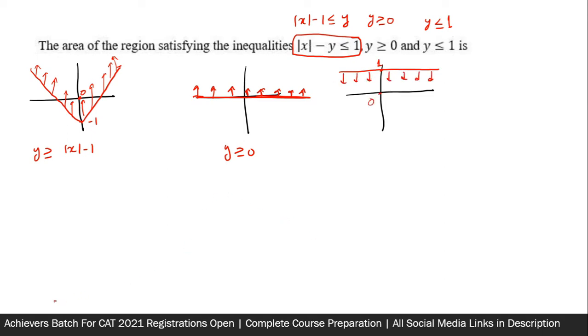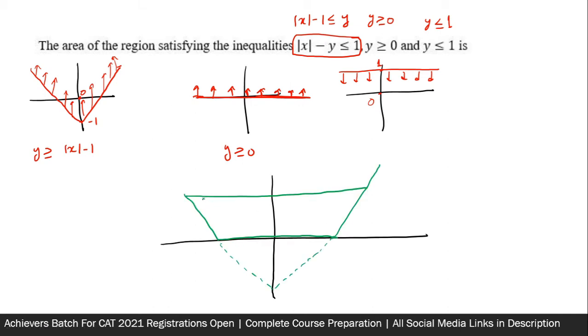We want an amalgamation of these three graphs. Let us try to make one. Okay, so I think this is the area that the question is interested to find. If we remember, the slanted line is of y equal to mod x minus 1. When does it cross the x-axis? I think it's minus 1. The points are minus 1 and plus 1.